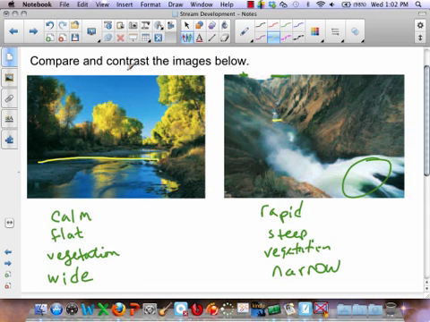Also, one of the things you should notice is that a lot of times with streams, what shape is this valley over here on the right? If I was going to ask you to give me a profile, they're V-shaped valleys. Anytime you have a V-shaped valley, that's indicative of a valley that has been down cut by a stream.